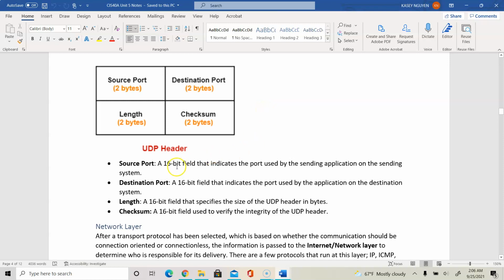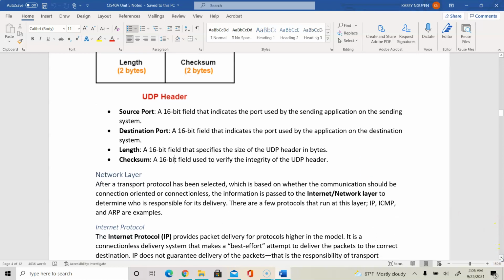So the source port is going to be 16 bits. And then the destination port is also another 16 bits. The length is going to be 16 bits, which is 2 bytes. And your checksum is going to be 16 bits. So there would be fewer fields in the UDP header.